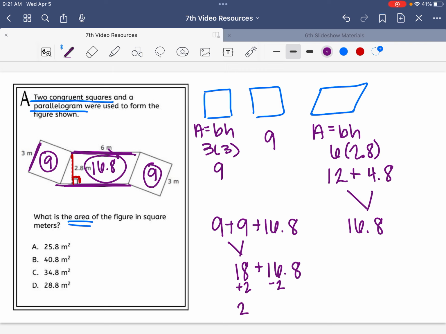Now I have 20 plus 14.8, which is a lot easier for me to work with because 20 is a really friendly number. And that makes a sum of 34 8/10 meters squared for my composite area. So I get an answer choice of C.